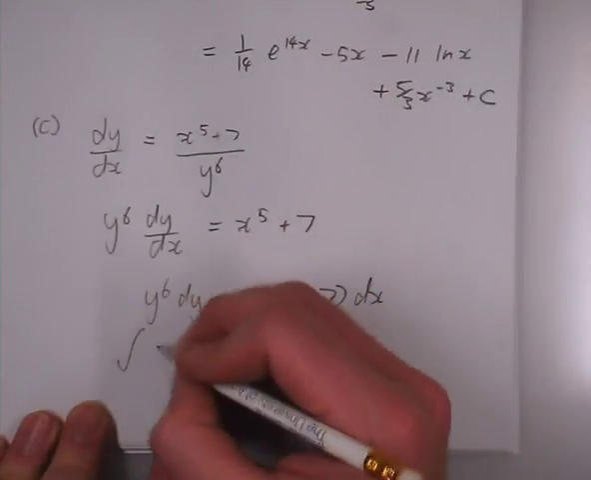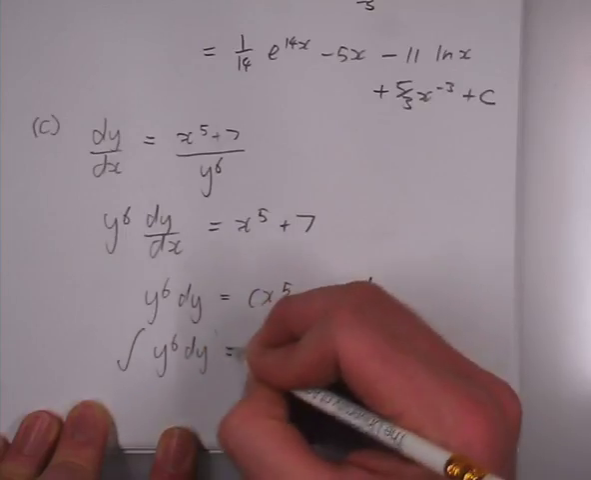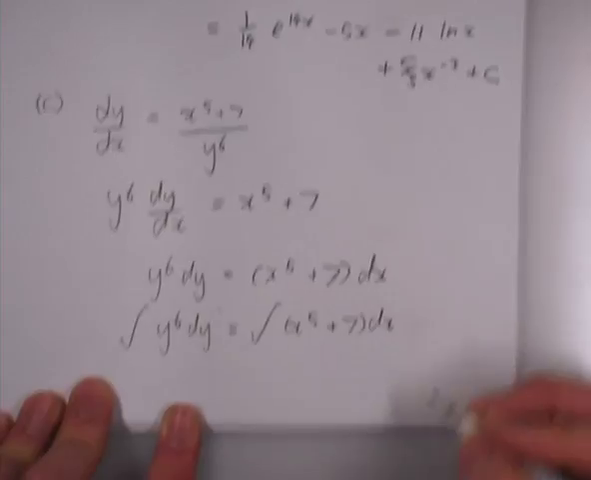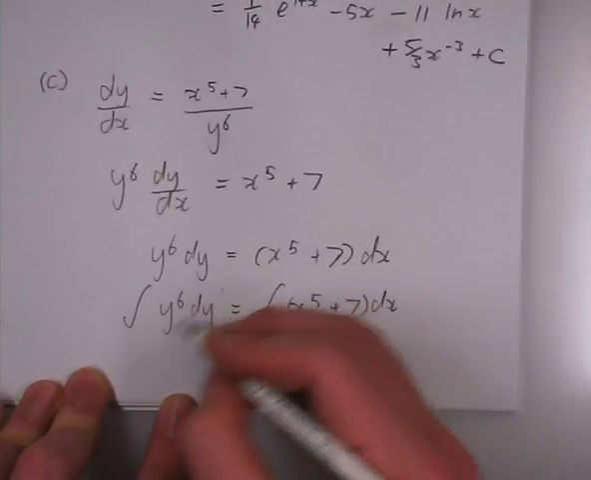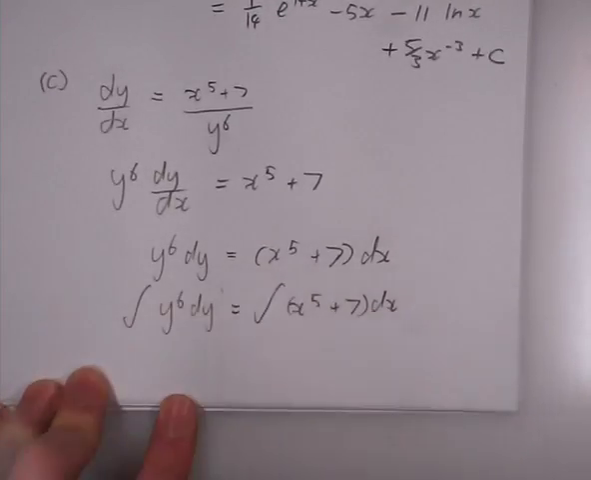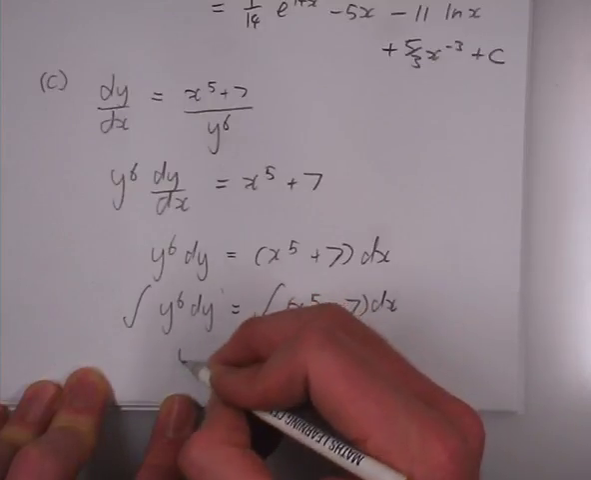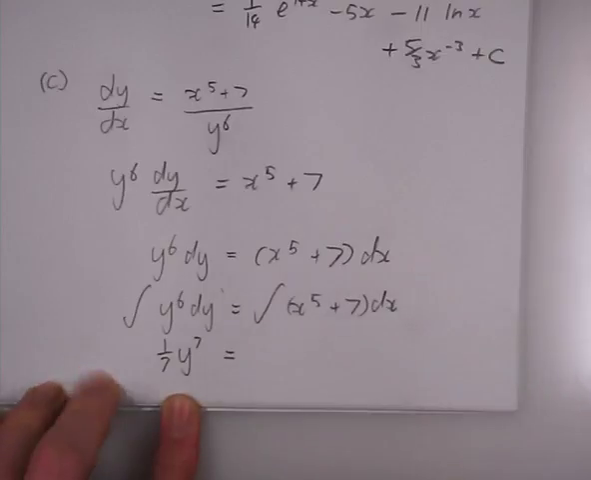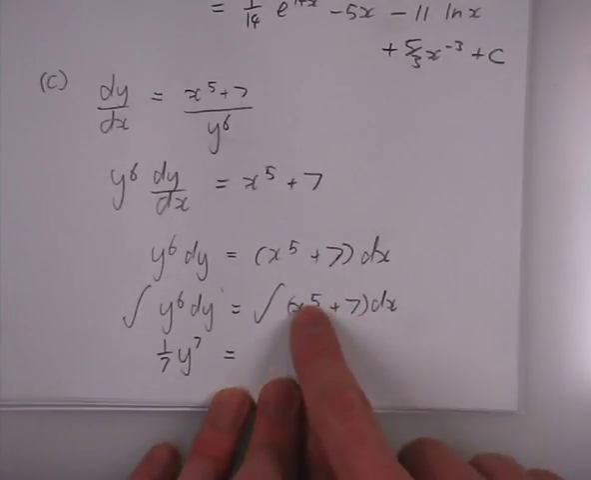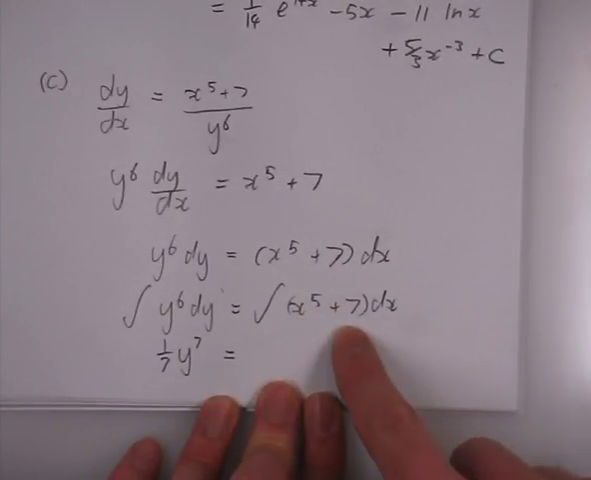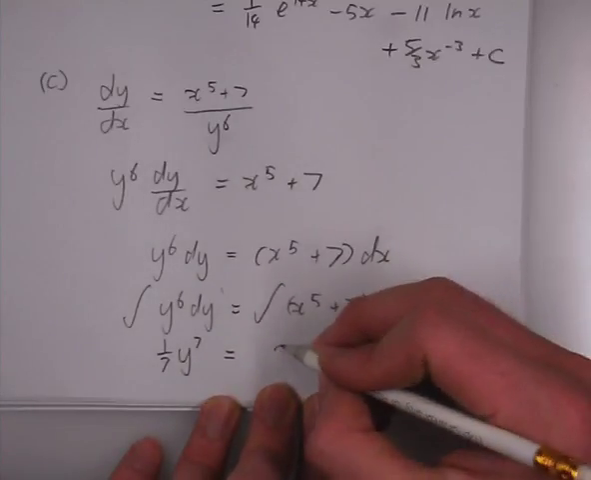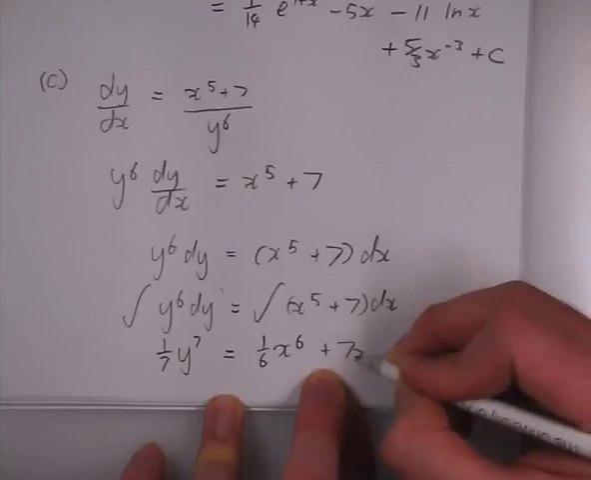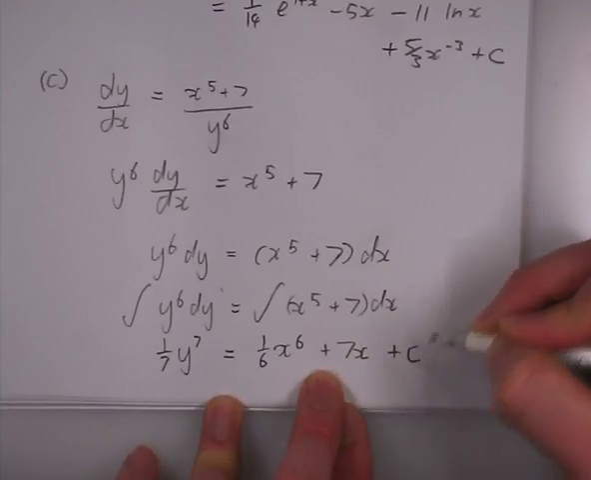Okay, so the integral of this is, it's in terms of y, so I don't have to worry about any of the x's. So the power will go up to 7, and I'll divide by the new power. And this power, this I can integrate in terms of x. So this power will go up to 6, and I'll divide by the new power. And this 7 will go to 7x. And there'll need to be a plus c.